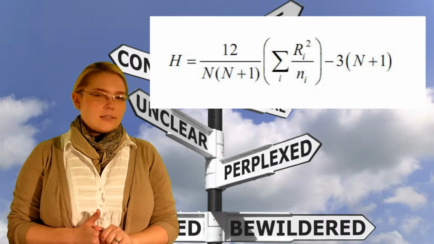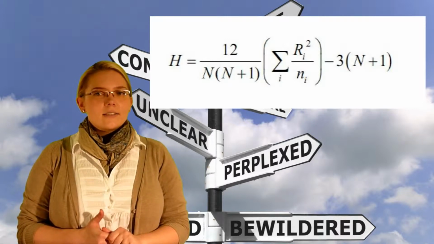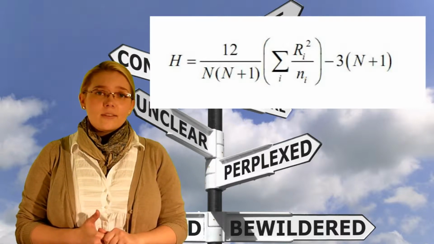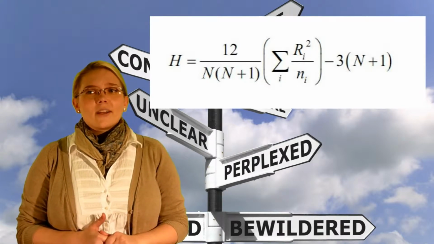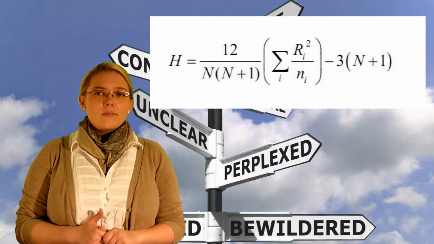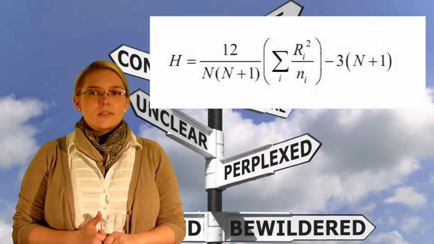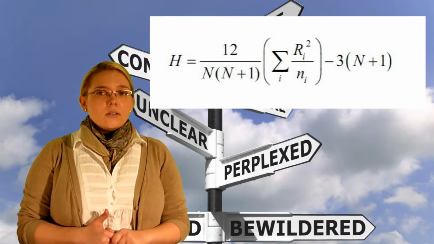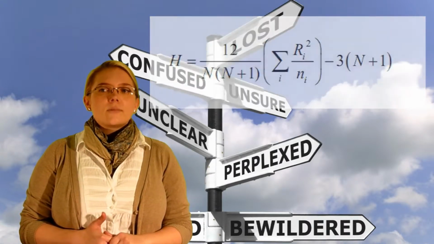H is the test statistic, N is the total sample size, Ri is the sum of the ranks for the ith groups. Yeah, it sounds silly. You get this by ranking all N values and adding up the ranks for each group. Ni is the number of individuals in the ith group. You then compare the test statistic with the critical value from the chi-square table.